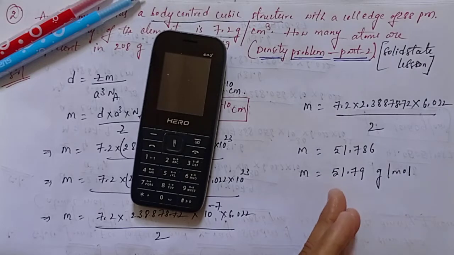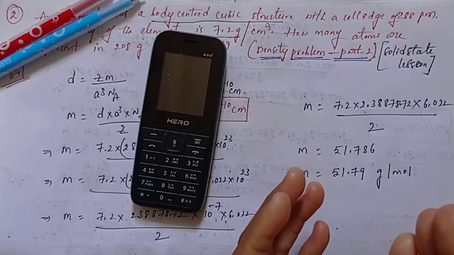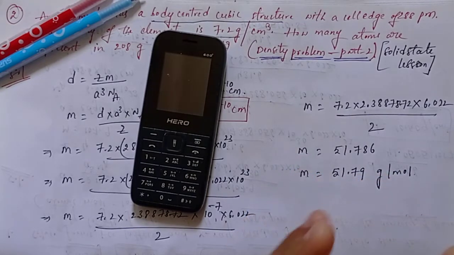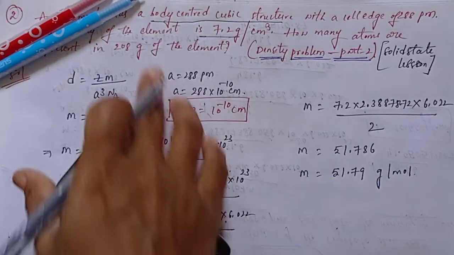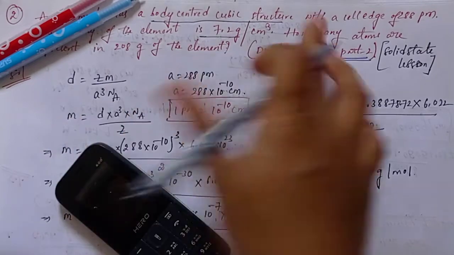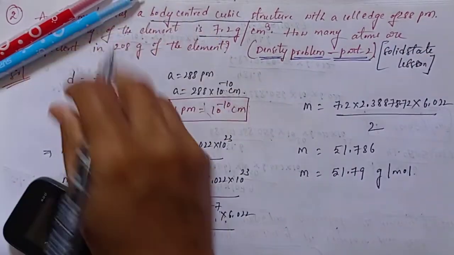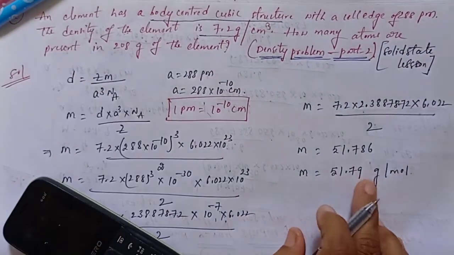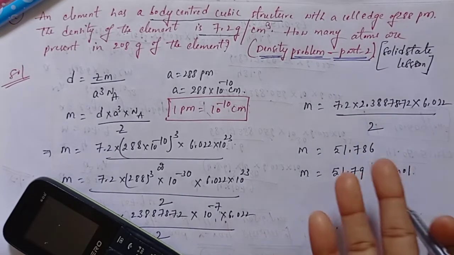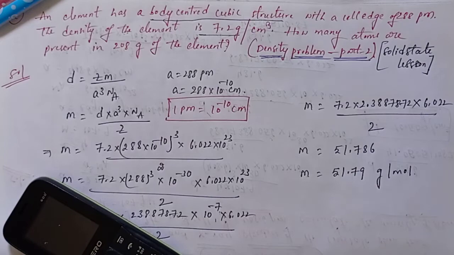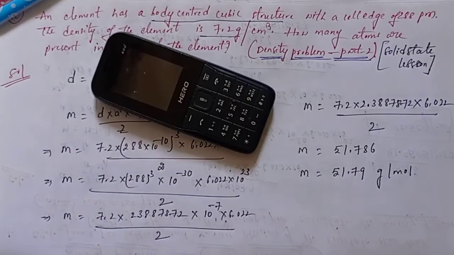So in this molecular weight, 51.79 grams per mole of an element contains Avogadro number of atoms, students. But the question is, in 208 grams of the element, how many atoms are there? You have to find it. In 51.79 grams, how many atoms will be there? Avogadro number of atoms, correct? So you have to calculate first.